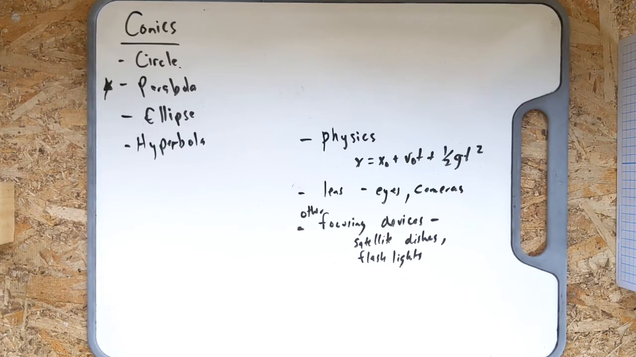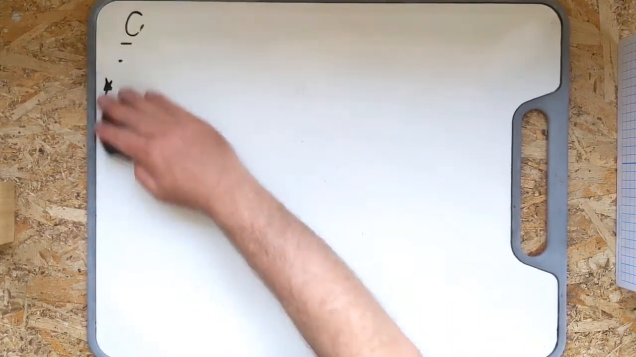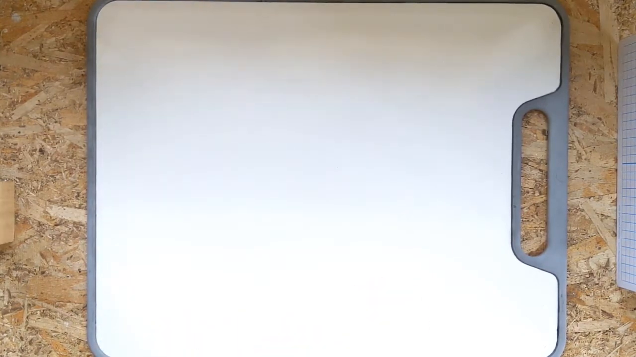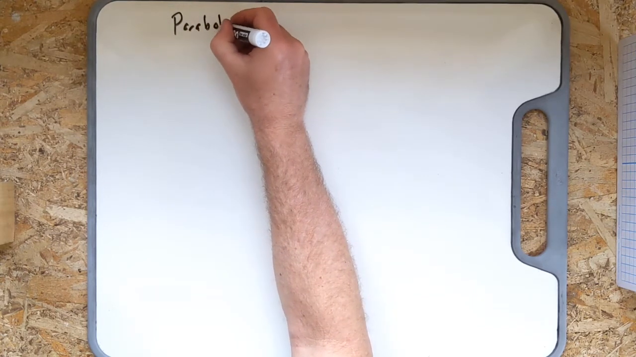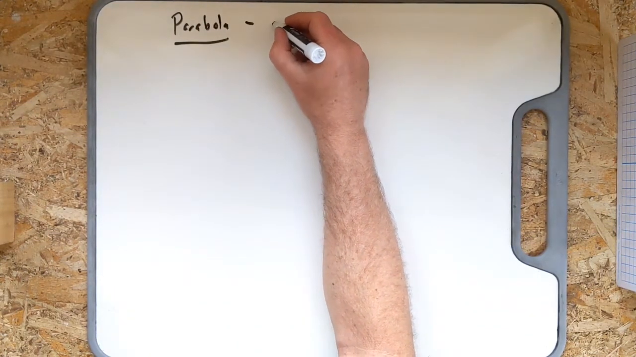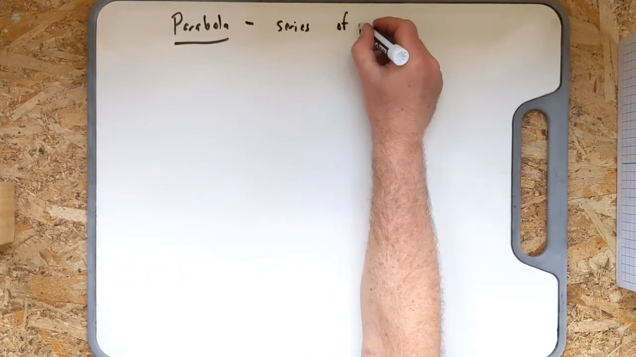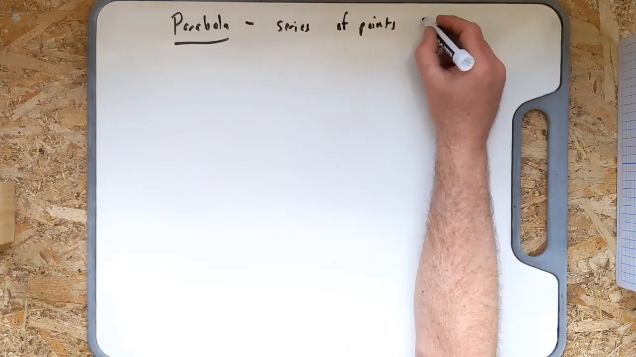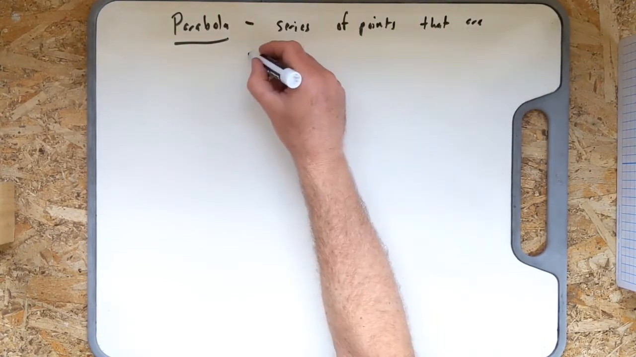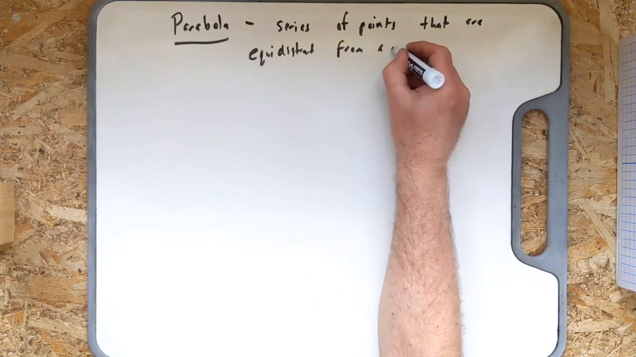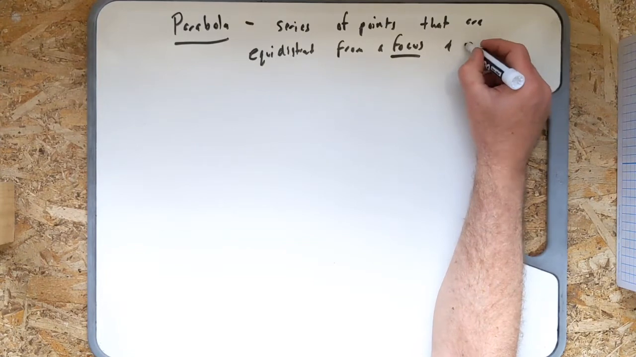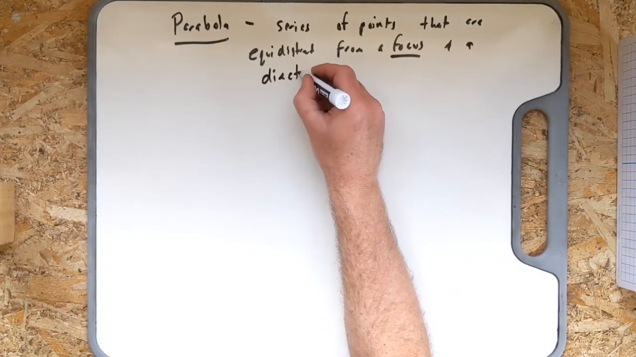I'm going to start with the definition of a parabola, and it'll give some of the idea of why it's a focusing device as well. And again, just like when we were doing circles, these are going to be equations, not just geometric figures. So a parabola is a series of points, in other words, a graph, that are equidistant from a focus and what is called a directrix.